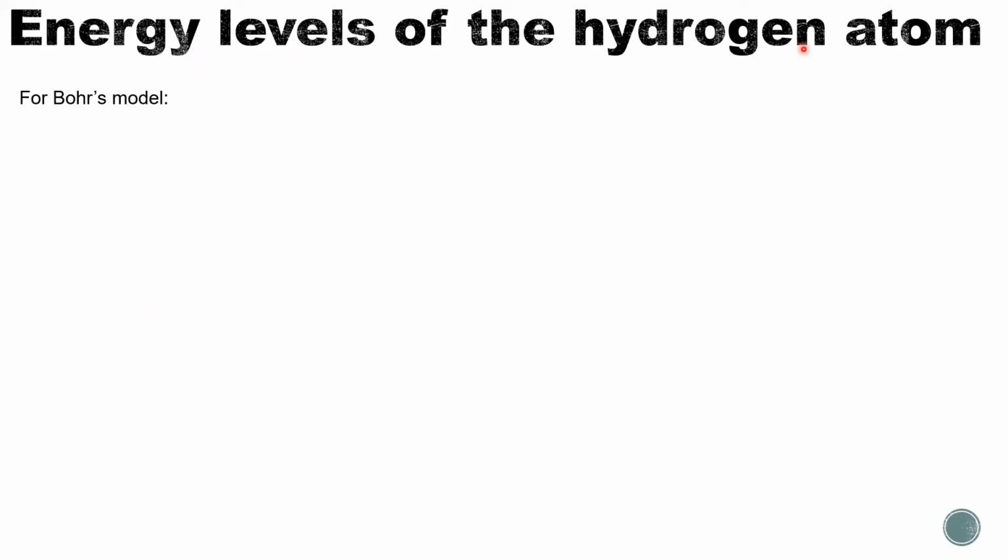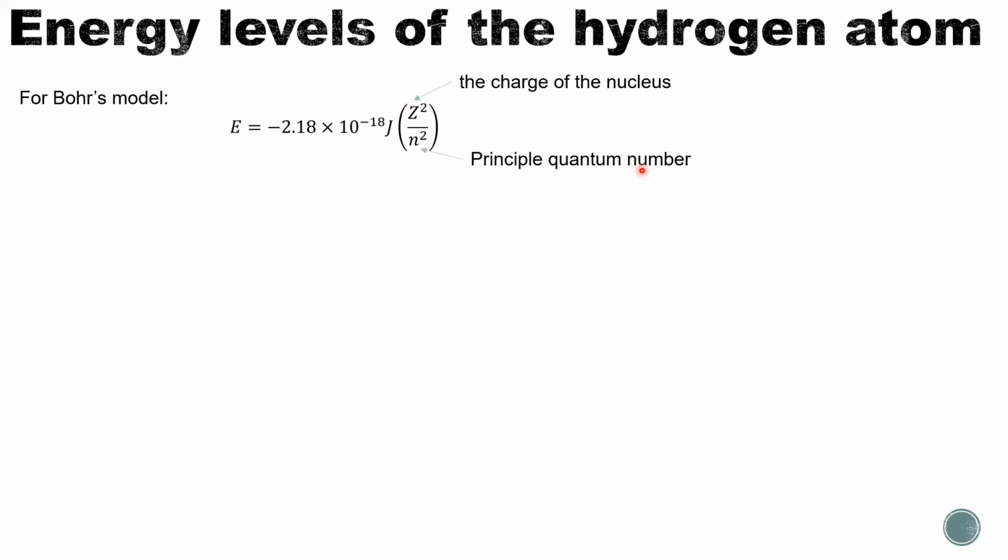For Bohr's model, the energy of a hydrogen atom, or energy of any one electron system, equals negative 2.18 times 10 to the negative 18 joule, times Z squared over n squared. Z is the charge of the nucleus, and n is the principal quantum number corresponding to the energy level. For hydrogen, it only has 1 proton in the nucleus, so the charge of the nucleus is 1. We can simplify this equation to E equals negative 2.18 times 10 to the negative 18 joule times 1 over n squared. This equation is very important. It defines any energy level in a hydrogen atom.